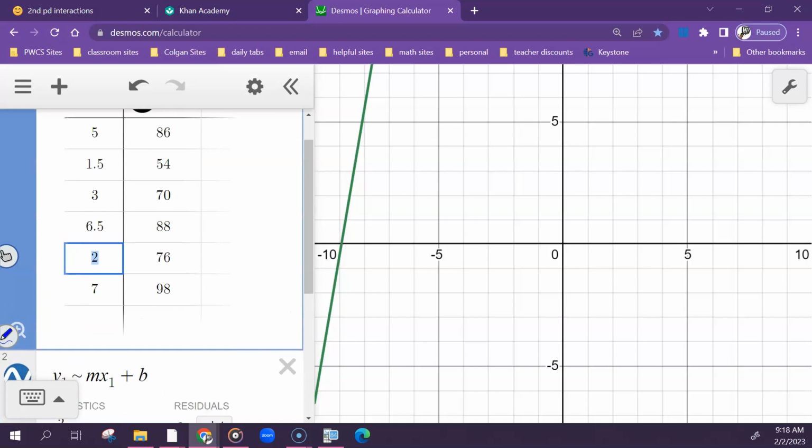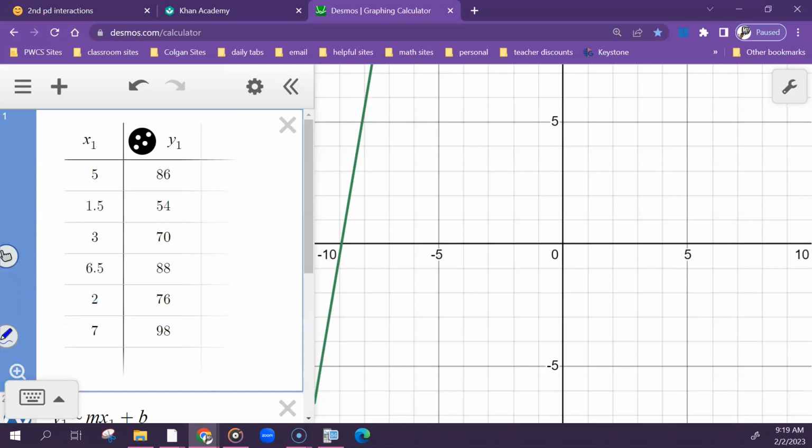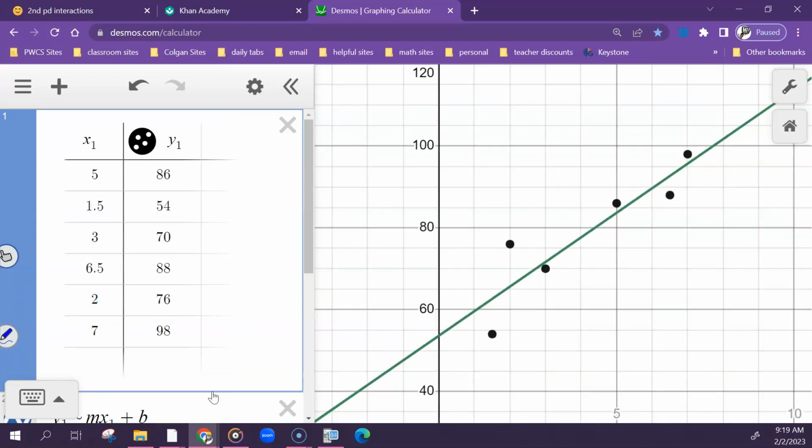On this, a lot of the times, especially when you get bigger numbers like 98, 76, 88, you're not seeing all of your numbers here. So a little magnifying glass should pop up. If you click that, you'll be able to see those points. And you'll see that this line doesn't touch all the points or even any of them, but it best fits it. They're kind of centered around this line the most.